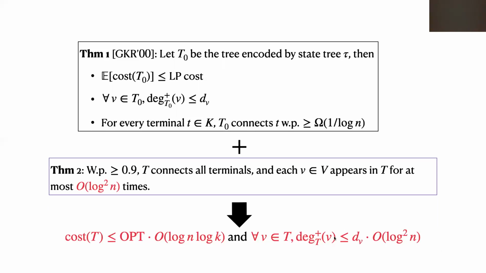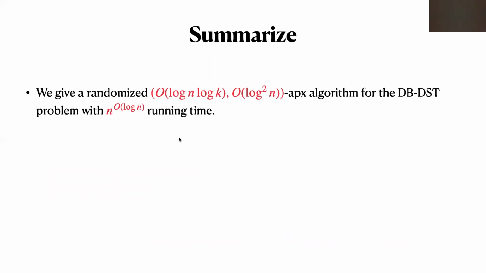So in summary, we give a quasi-polynomial time algorithm with O(log n log k) approximation ratio in cost and log squared n degree violation.